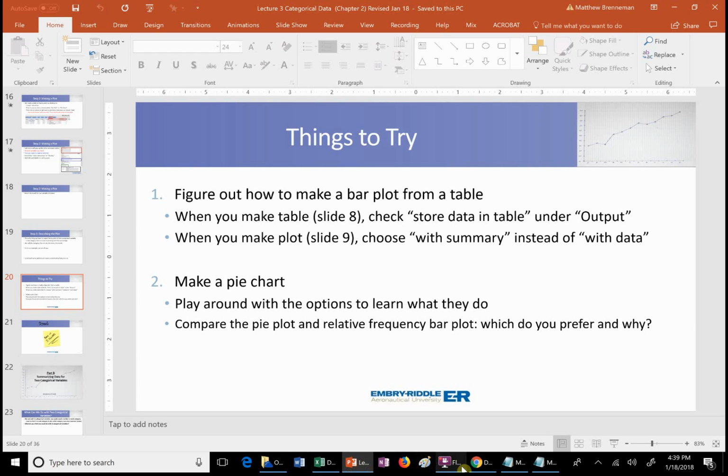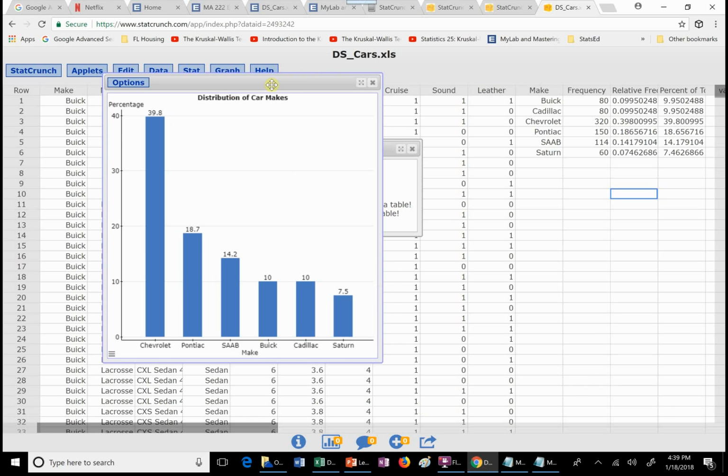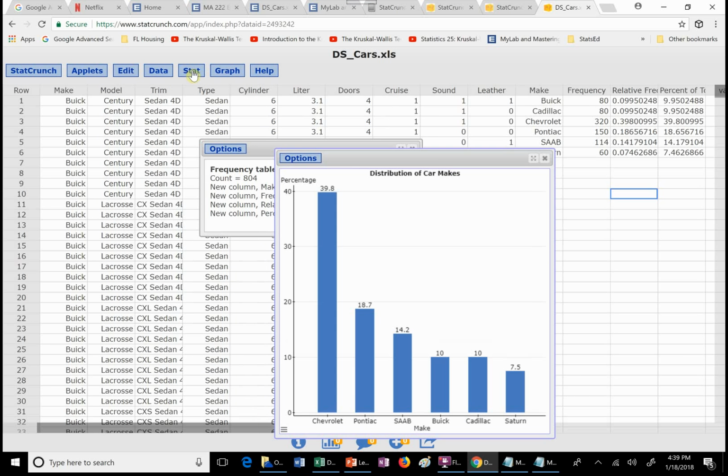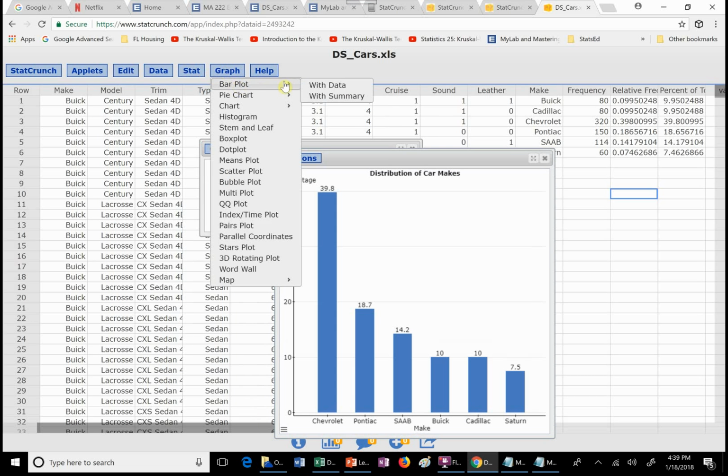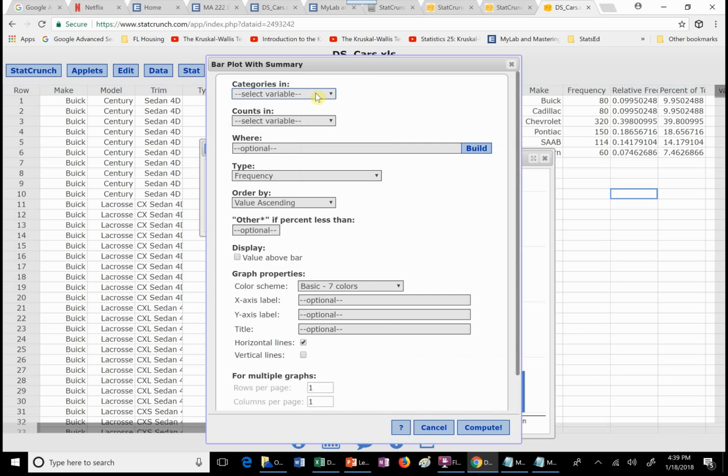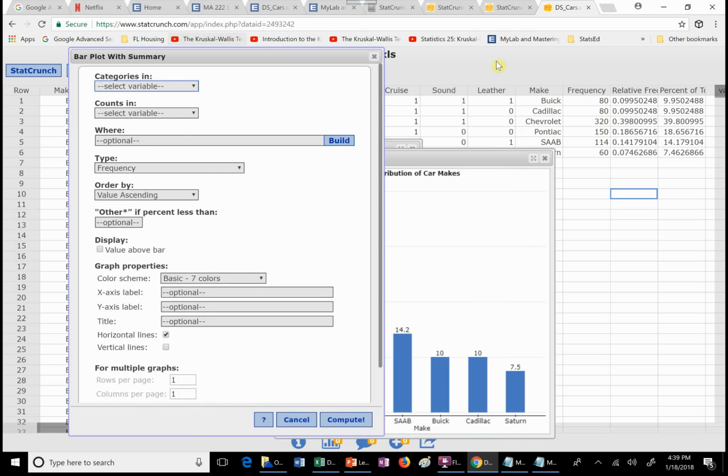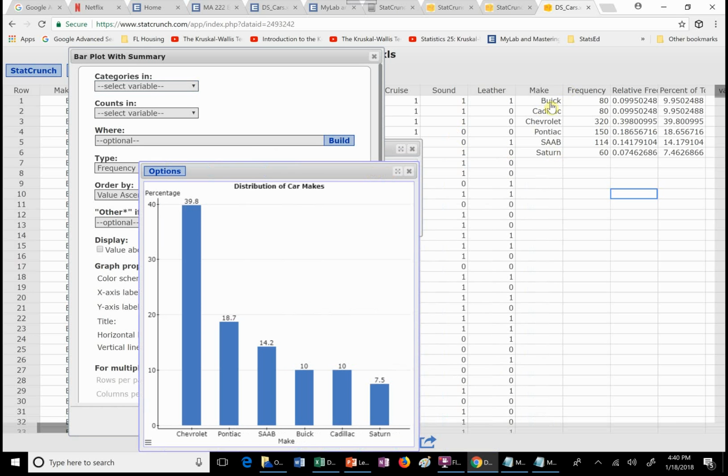So, for example, I can go back and make this same plot, and here's how I do it. Under graph, bar plot, I'm going to say with summary now. That's going to plot it from the table. Okay, so when you click here, it's going to ask you where are your categories, and I'm going to use this table right here, okay, on the right. So I'm going to choose make.